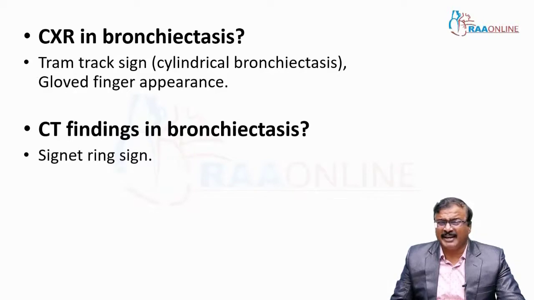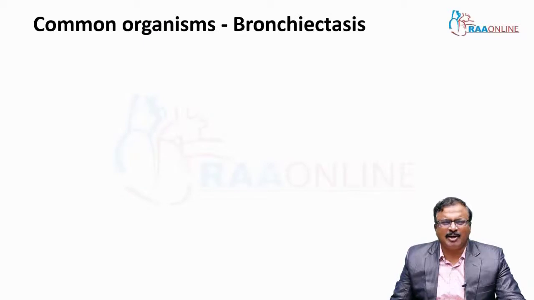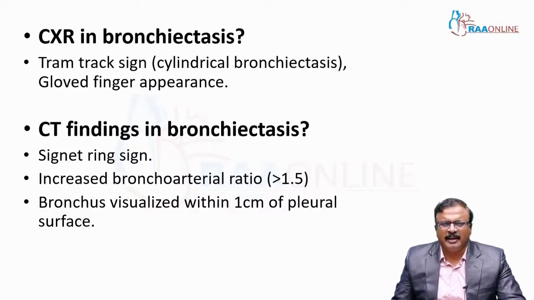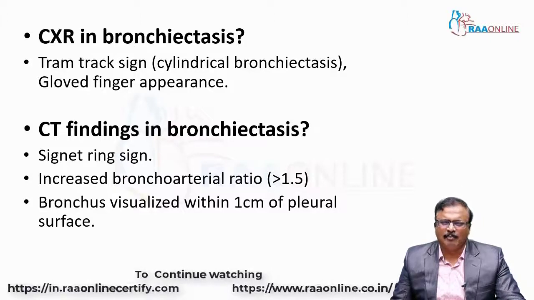CT findings in bronchiectasis, you get signet ring sign, increased broncho-arterial ratio more than 1.5, bronchus visualized within 1 centimeter of the pleural surface. These are the important CT findings in bronchiectasis. Signet ring sign, increased broncho-arterial ratio. Bronchus is usually visualized within 1 centimeter of the pleural surface. These are the CT findings of bronchiectasis.